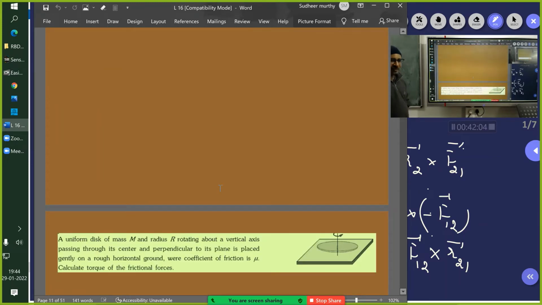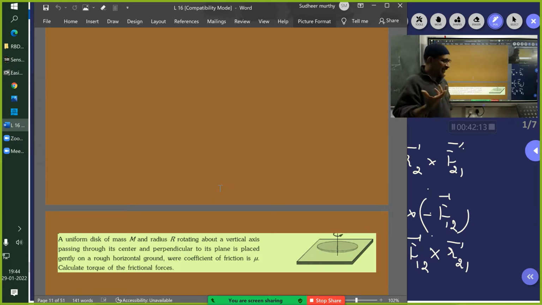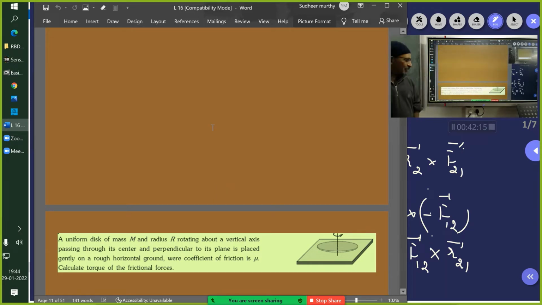So here is a numerical problem for you. Solve this numerical problem. A uniform disk of mass m and radius r is rotating about a vertical axis passing through its center and perpendicular to the plane. It is already rotating, and it is gently placed on a rough horizontal ground. Rough means friction is there, where the coefficient of friction is mu. Calculate the torque of the frictional forces.